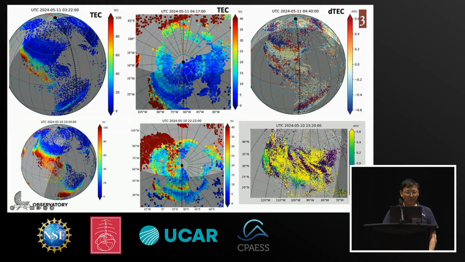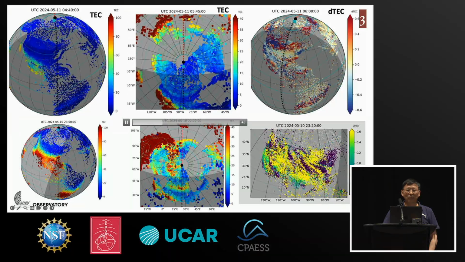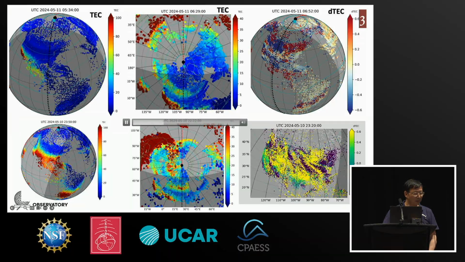The bottom panel here is a snapshot. Now the movie is playing back again.